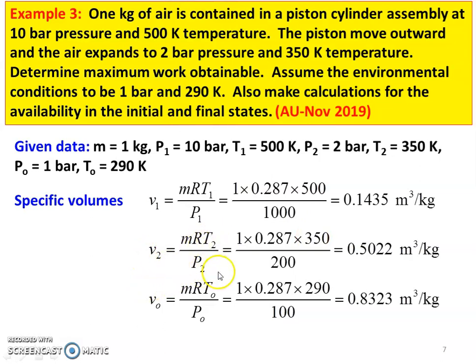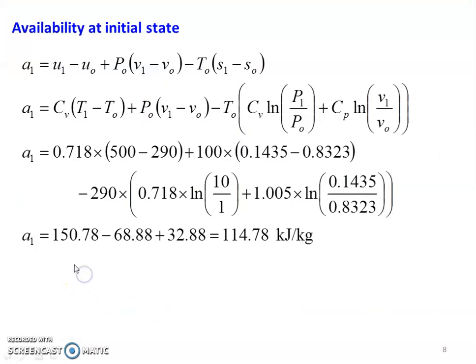V2 equals R T2 by P2. Substituting numerical values, 1 into 0.287 into 350 divided by 200, since 2 bar is 200 kilopascal, equals 0.5022 meter cube per kilogram. VO, for the atmospheric or surrounding condition, equals R TO by PO, so 1 into 0.287 into 290 divided by 100 equals 0.8323 meter cube per kilogram.